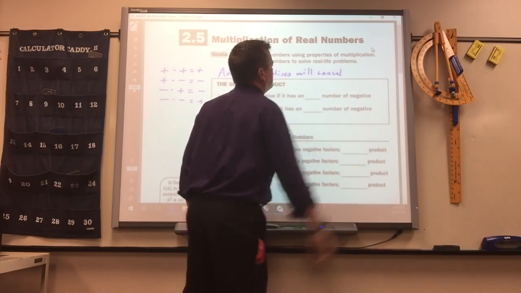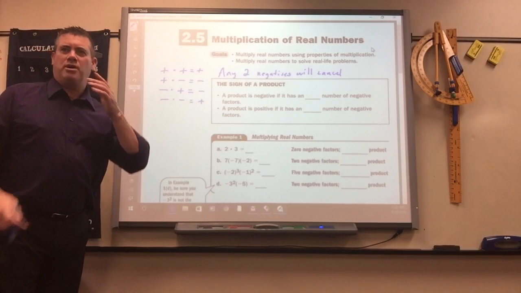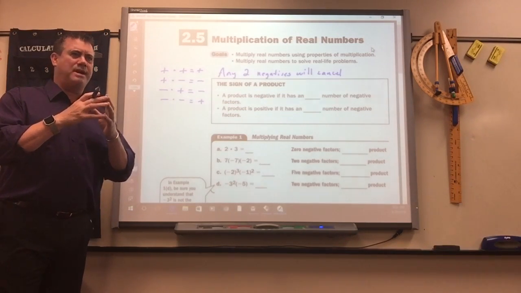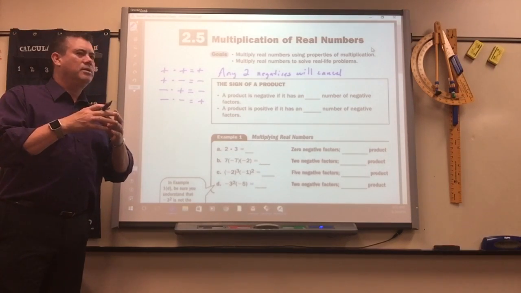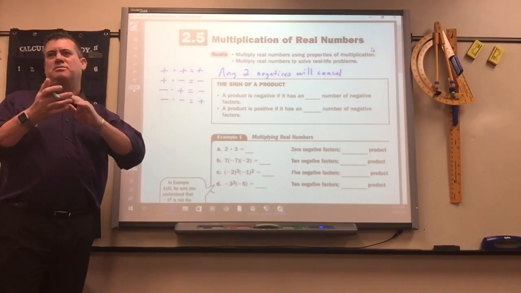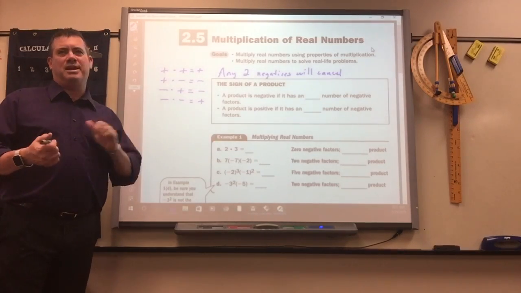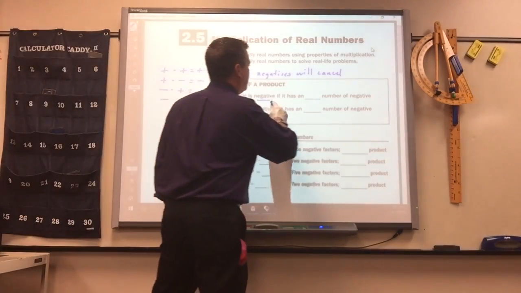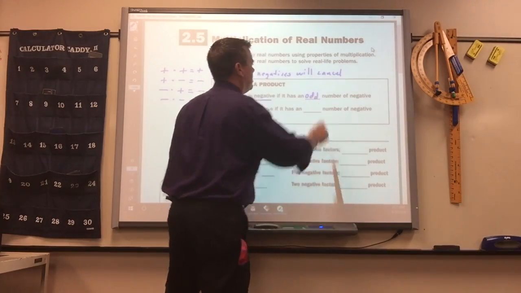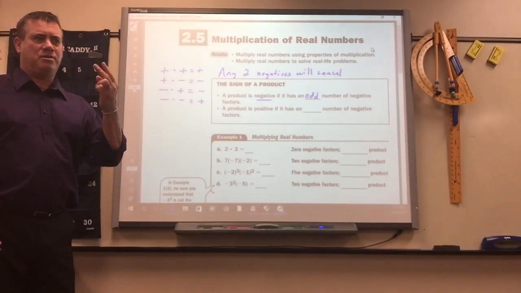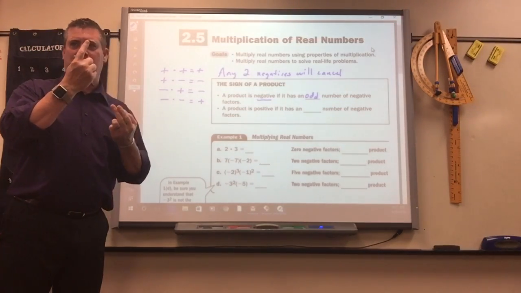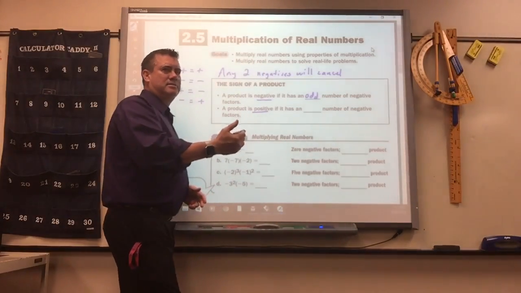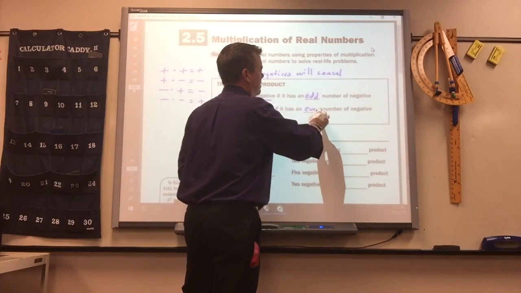Don't get it confused with the add and subtract rules. So, in a problem, if it's got a bunch of negatives and they're all multiplied and divided or both, you can just start crossing off pairs. And if one negative is left, the answer is negative. So that's what this says here. A product is negative if it has an odd number. Because if it's got an odd, you cross off pairs and you're always going to be left with one. A product is positive if it has an even number of negatives.